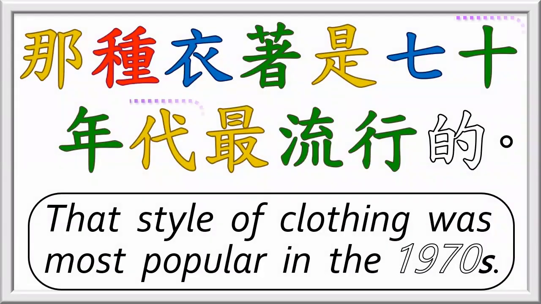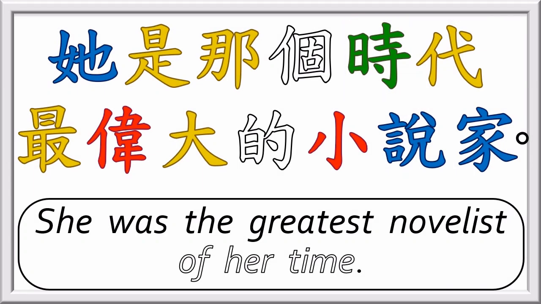代 is very commonly used to designate one particular era or age, eventually to be replaced by another, especially in the expressions 时代 and 年代. 那种衣着是70年代最流行的. That style of clothing was most popular in the 1970s. 他是那个时代最伟大的小说家. He was the greatest novelist of his time.